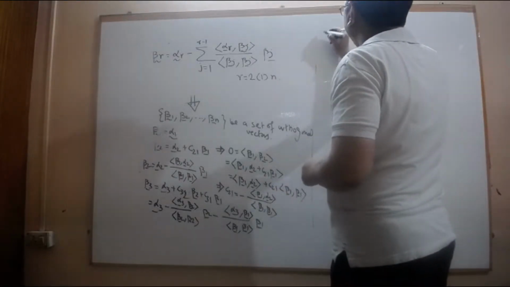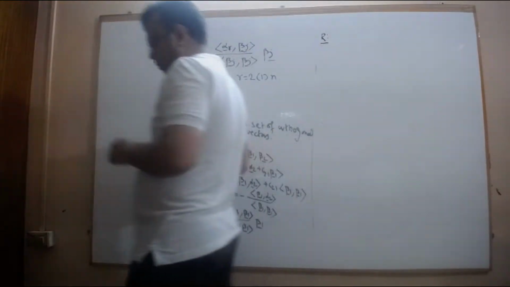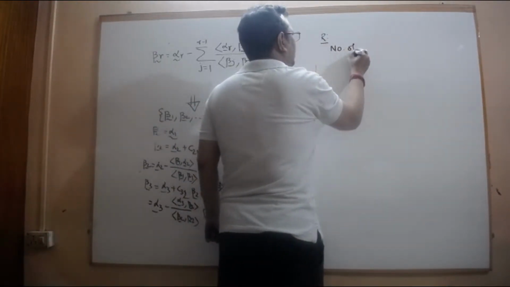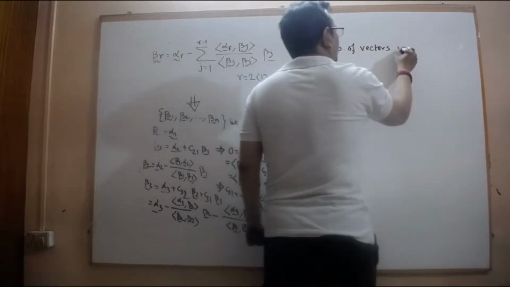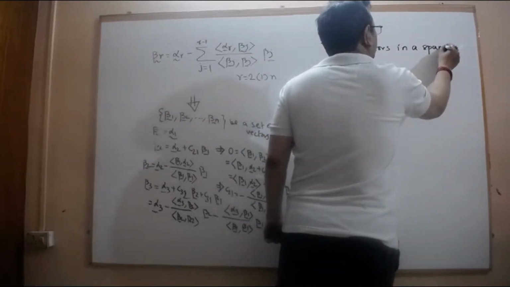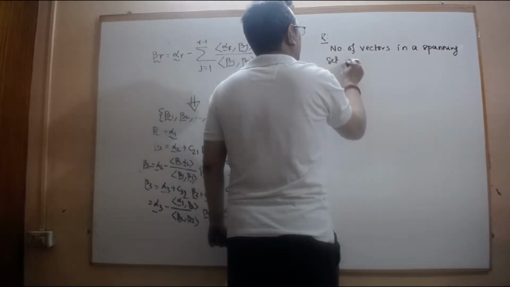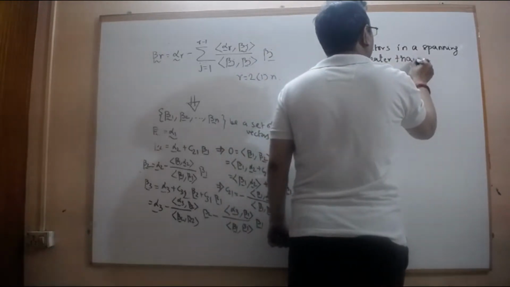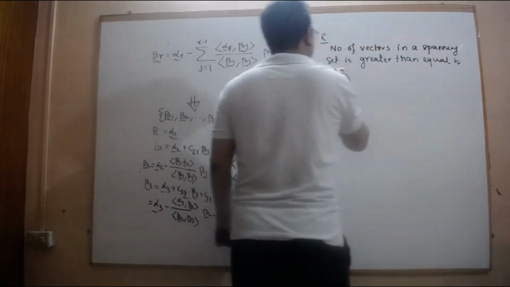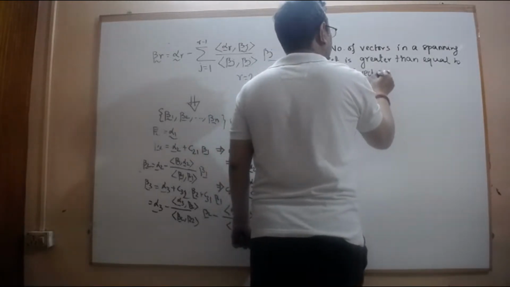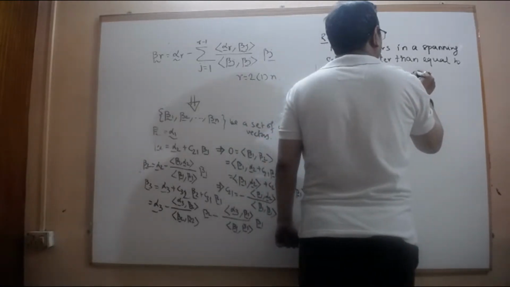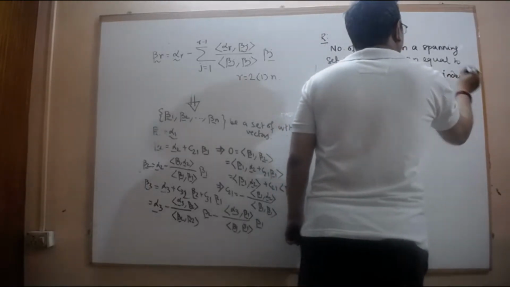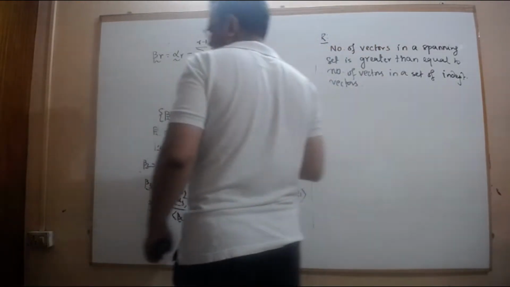Next result. The number of vectors in a spanning set or generating set is greater than or equal to the number of vectors in a set of independent vectors. And here independent means linearly independent.